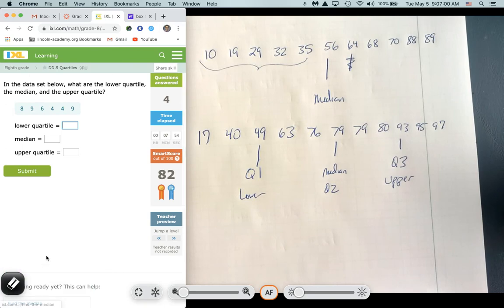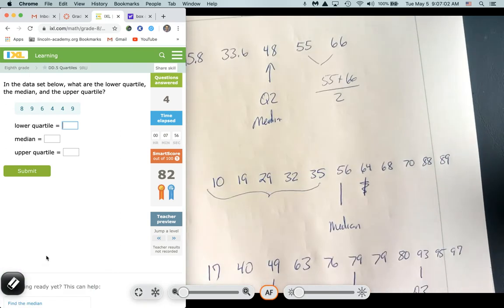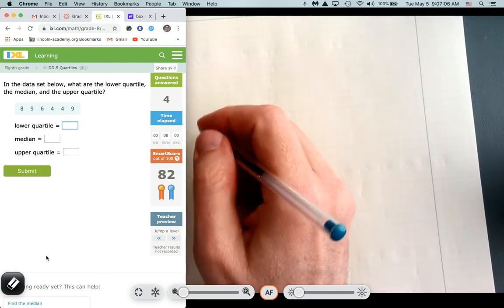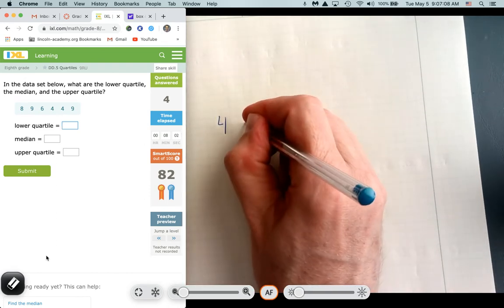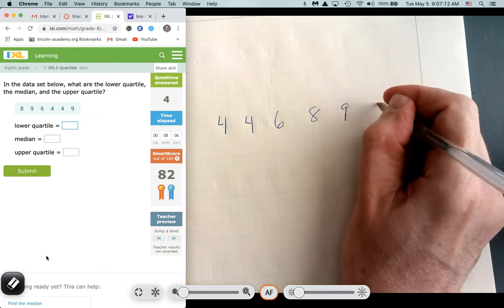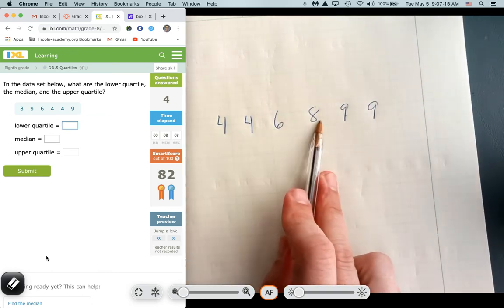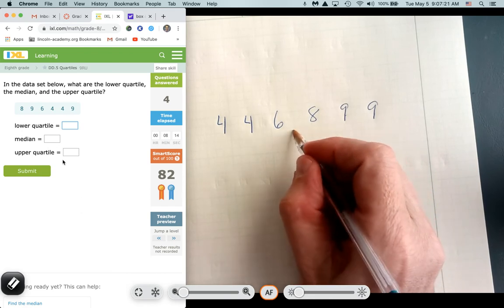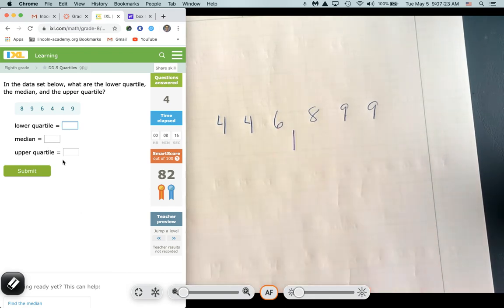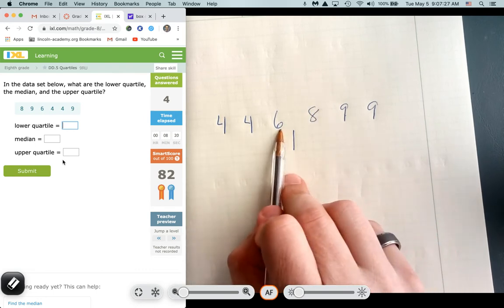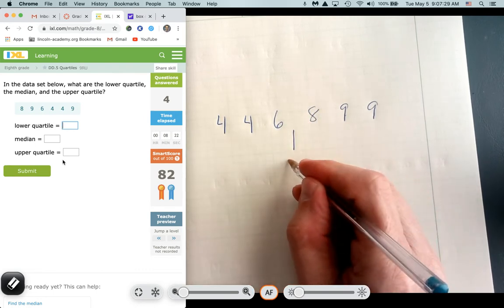So here, again, this one will be a lot quicker than the previous ones because there's only a few numbers. There's only 4, 4, 6, 8, 9, 9. 1, 2, 3, 4, 5, 6. So the median is going to be in between these two middle numbers since there's not an odd number of numbers. So the average of 6 and 8 is going to be 7.